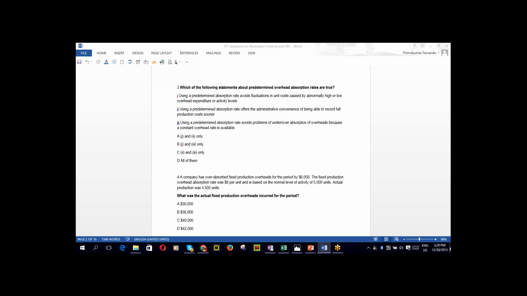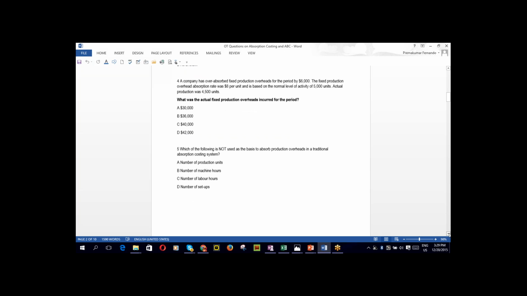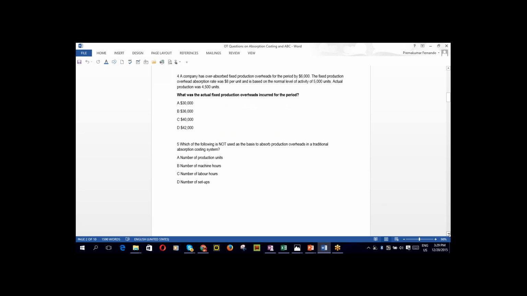Right. So let's go to question number 4 and try to find out what they are going to talk about here. The company has over absorbed. Now you can see this question is coming up all the time. A company has over absorbed fixed production overhead for the period by 6,000. Fixed overhead absorption rate was 8 per unit.